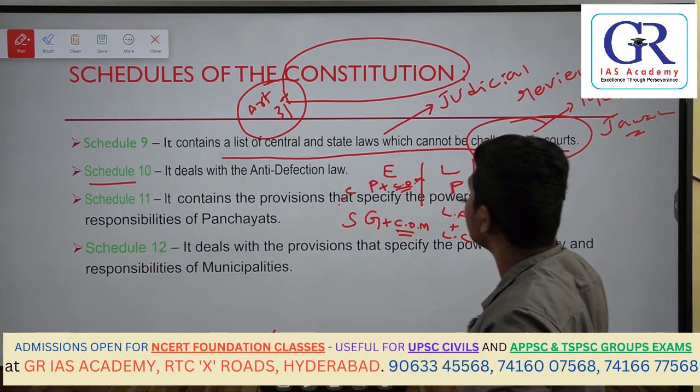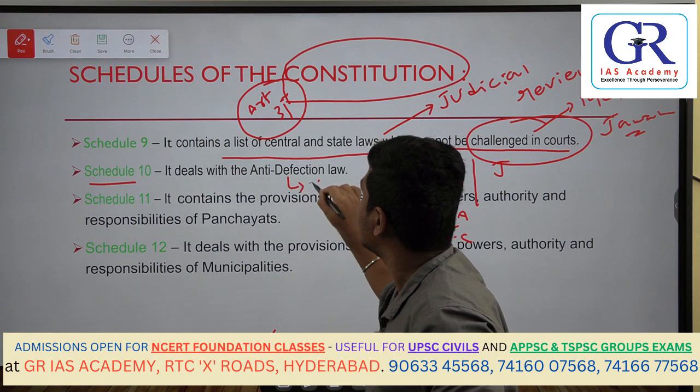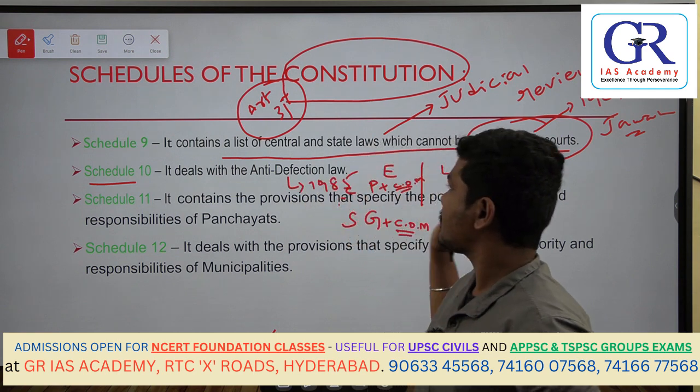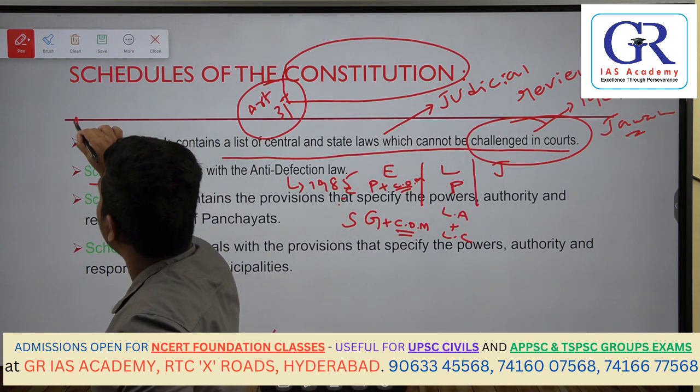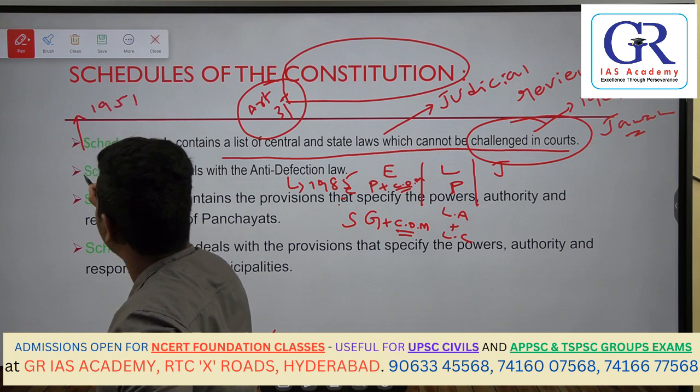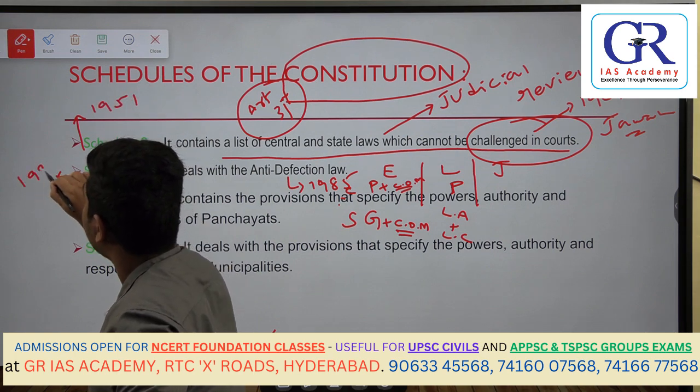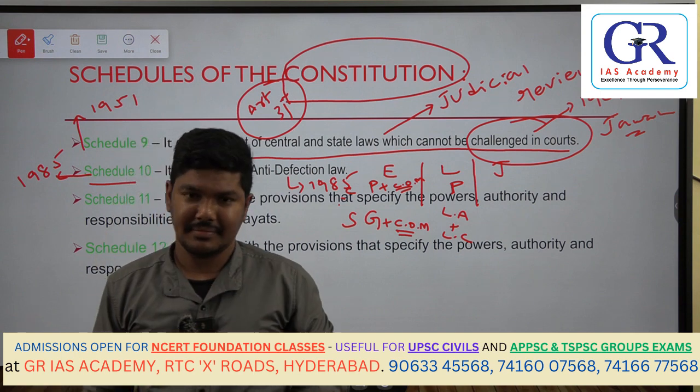Anti-defection law, which was enacted in the year 1985. Okay. Schedule number 9, 1951. Schedule number 10, 1985.